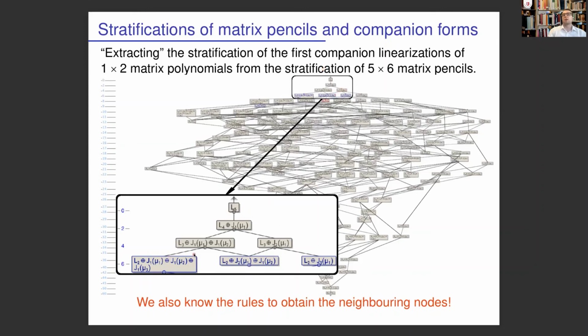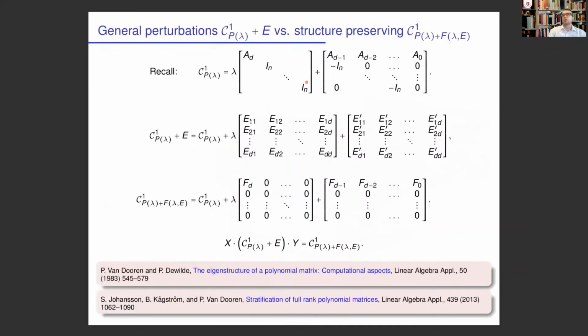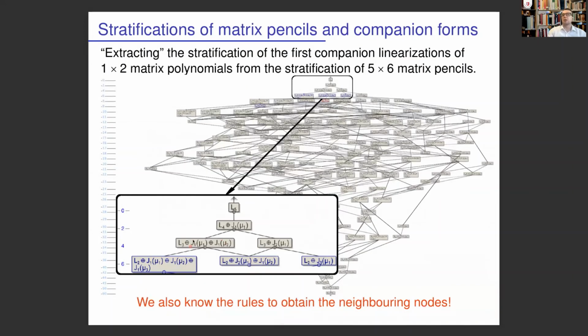And then we can draw the arrows because we have this result on the perturbations. So that if we can achieve something with the full perturbation, we can still achieve something with the structured perturbation. That's why we can induce all the edges here from the edges in the big graph. And that allows us to construct this hierarchy graph for the first companion linearization of the 1 by 2 polynomials.